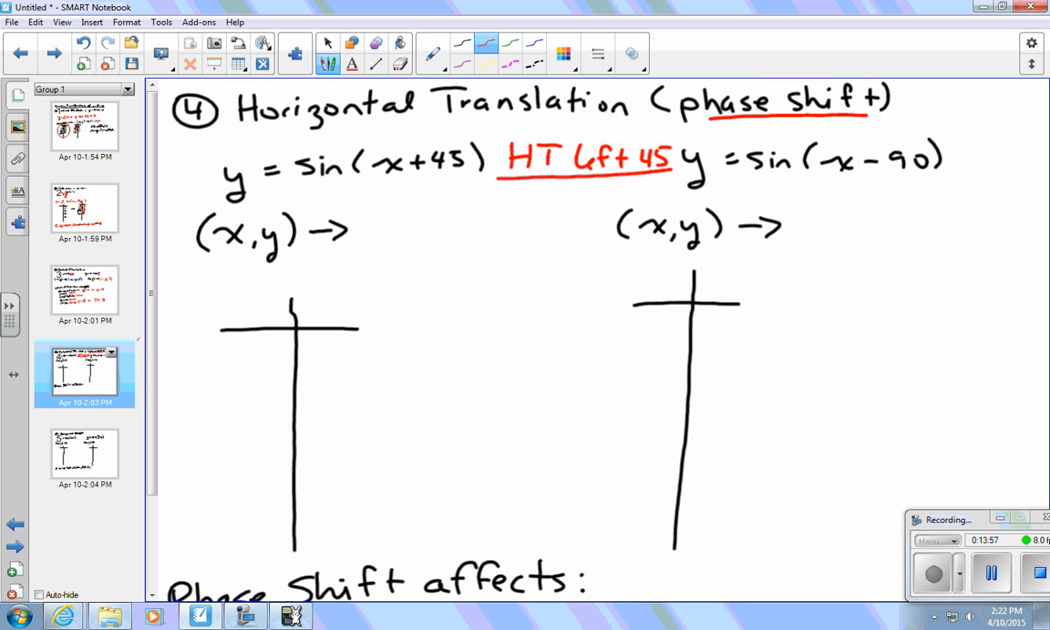Okay, so our mapping rule then becomes xy maps onto x minus 45 and y. So instead of our original of 0, 90, etc., we're actually starting at negative 45, and then still going up by 90 as we're subtracting 45 from each of our values.